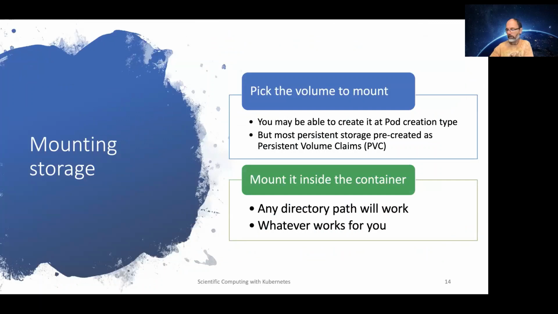For what is managed by Kubernetes, how do you do it? You will need to pick the volume to mount. That's what it's called, volume in Kubernetes. You may be able to create it at pod creation time, but typically you will pick one that already exists, and it's called persistent volume claims. So when you want persistent storage, you would usually look for a PVC that already exists, and then mount it inside the container. And like with the config map, you are free to mount it wherever you want, whatever works for you.